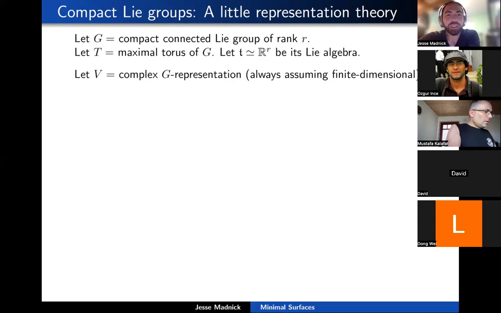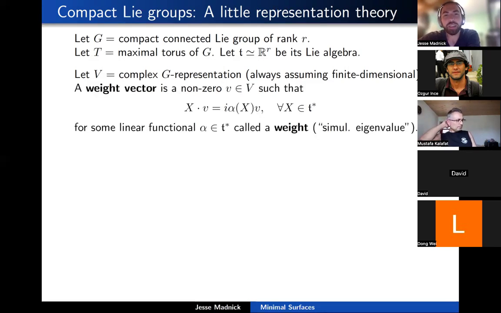Okay, so how can you understand a complex G representation or a complex G module? For me, that always means a finite dimensional vector space. How can you understand it? The way to do this is to think about how the maximal torus acts on V. But actually, you think about how the Lie algebra little t acts on V.